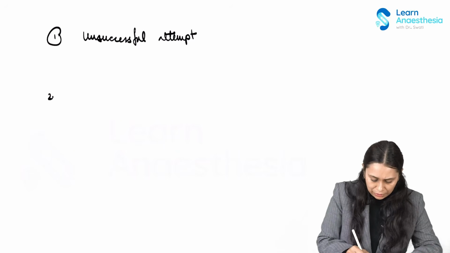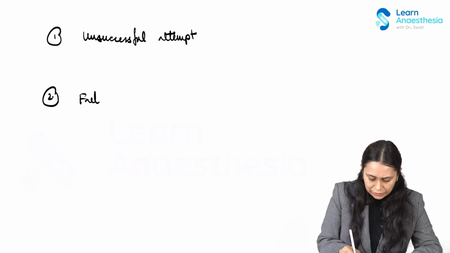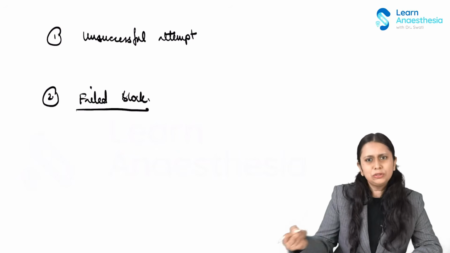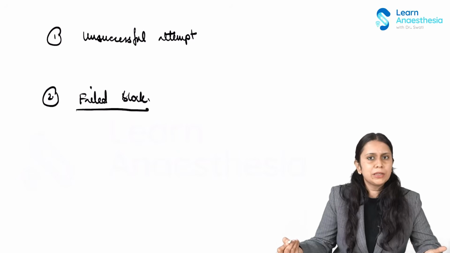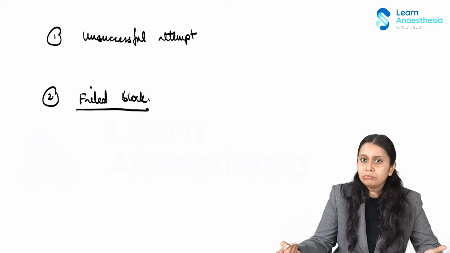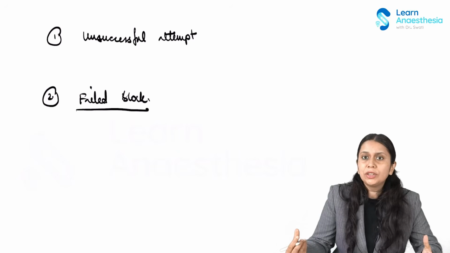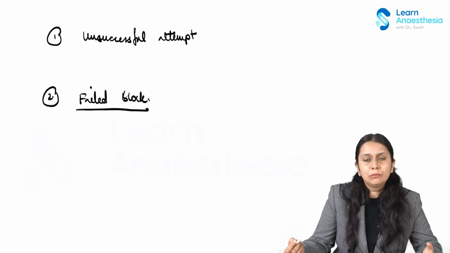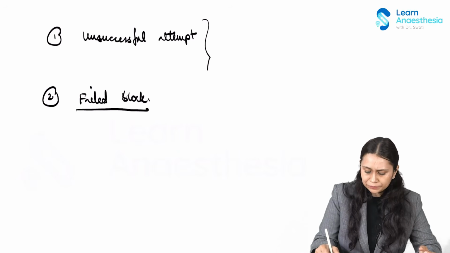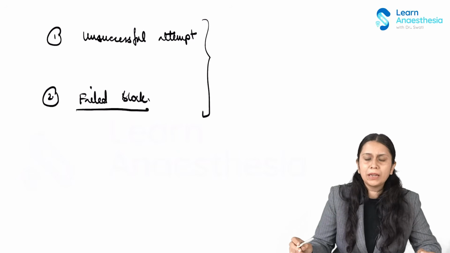And the second could be the failed block. That is, I had given the block, but the block has failed, and this could be due to multiple reasons: inadequate spread of the drug, or drug problems, the wrong drug, or inadequate volume of drug has been used, or the drug has been lost during the injection into the subarachnoid space. A number of things can cause failed block. And how we can remedy it and manage it, we will discuss.